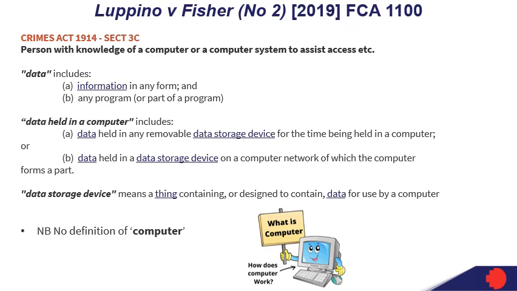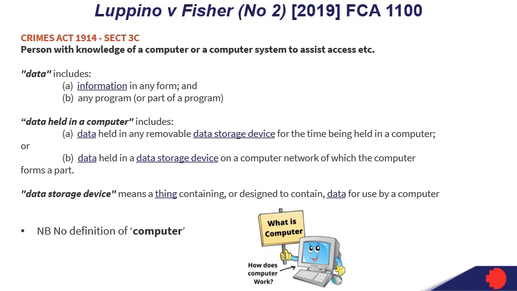Now these are our definitions section in the Act. All right, so we've looked at an active provision. It tells us a lot of things, but it is using language. So we need to then go back to the definitions section and work out exactly what that language means. So we've got some relevant definitions here. Data is information in any form and any program or part of a program.